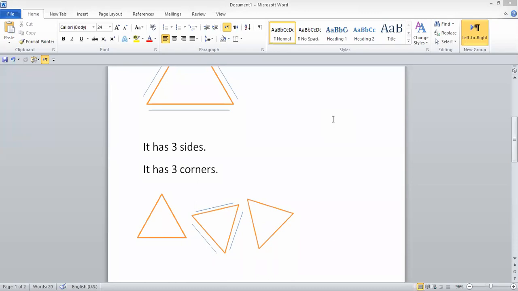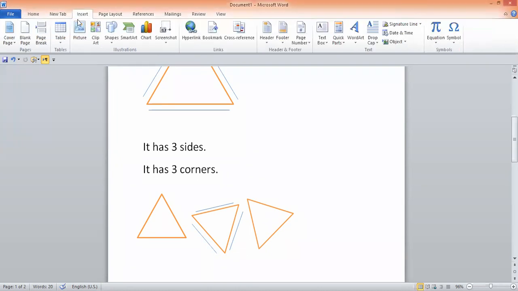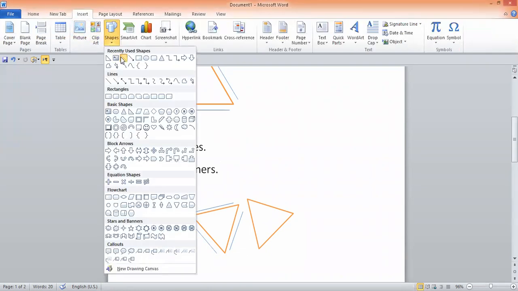Very good. It's very good. It is also a triangle. How do you know? Because this shape also has three sides and three corners. You can see here. Look, I can show you by drawing a line.